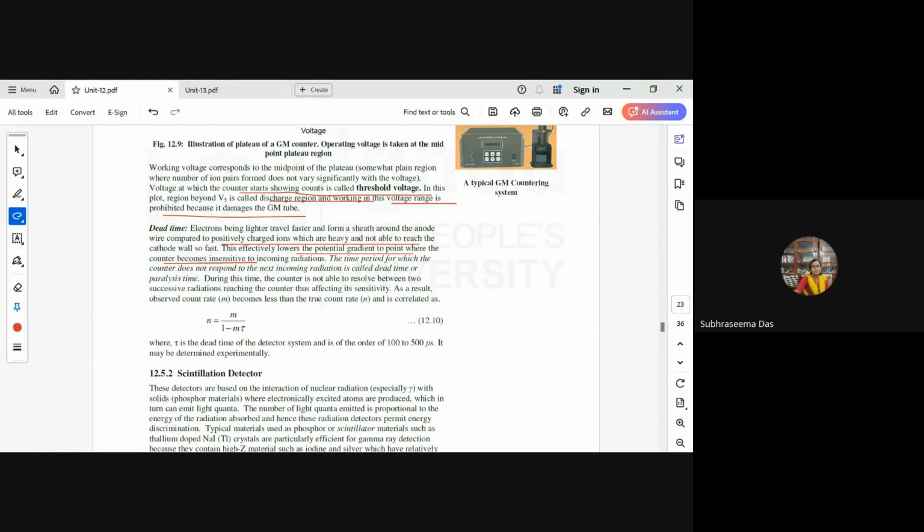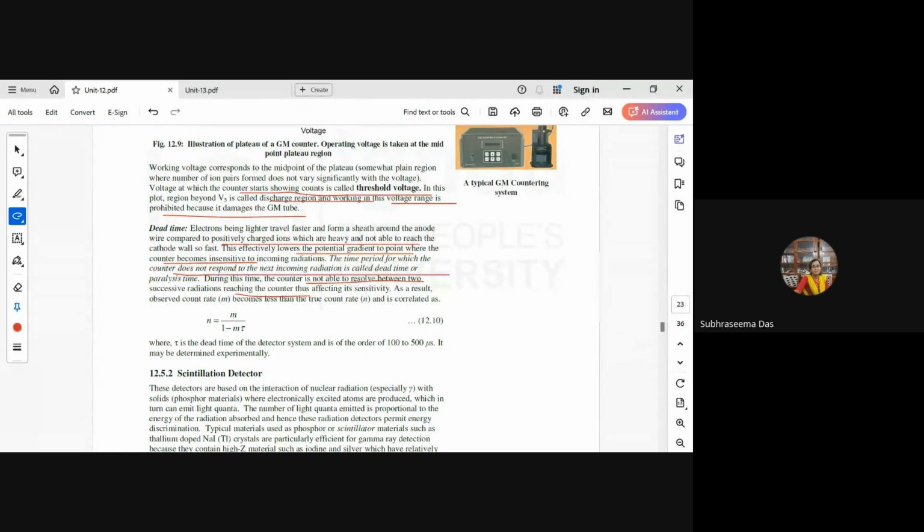So the time period for which the counter does not respond to the next incoming radiation is called the dead time or paralysis time. During this time, the counter is not able to resolve between two successive radiations that reach it.